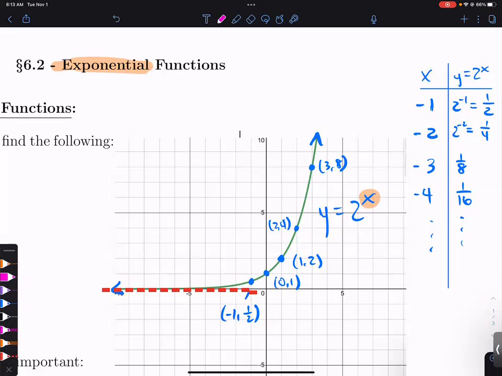This is an example of what we call exponential growth, because over time it's increasing.